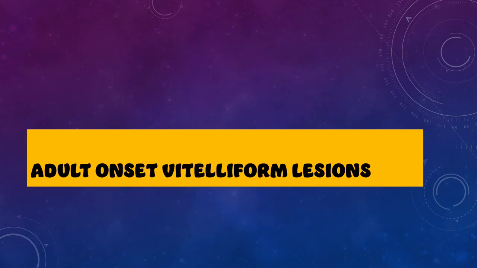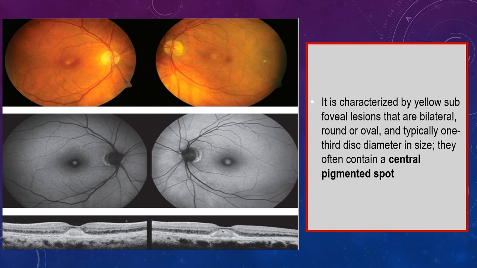What about the adult onset vitelliform lesion? In the adult onset vitelliform lesion, you can see it's actually characterized by these yellowish subfoveal lesions that are basically bilateral. Okay, and the subfoveal lesions are going to be much smaller than what you see in case of Best disease. If you compare it to the disc, they'll be one third of the disc diameter, and often they are going to have a central pigmented spot. Obviously, on the OCT, they are going to look much similar. Okay, hyperreflectivity in the subretinal space.